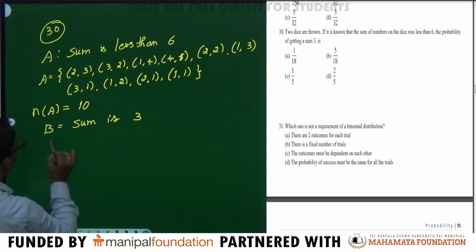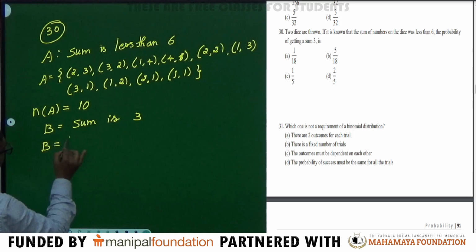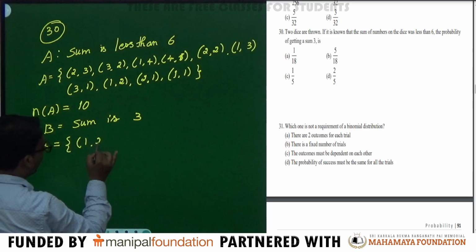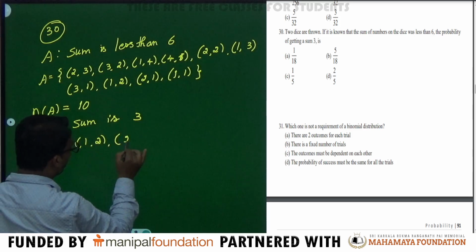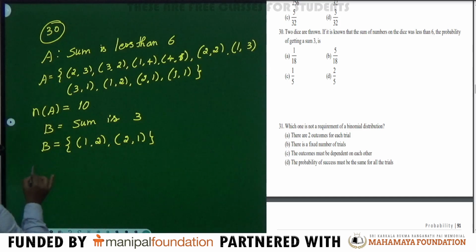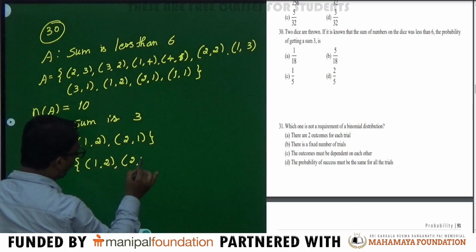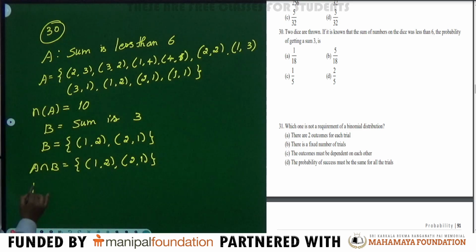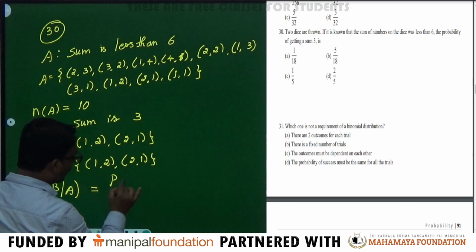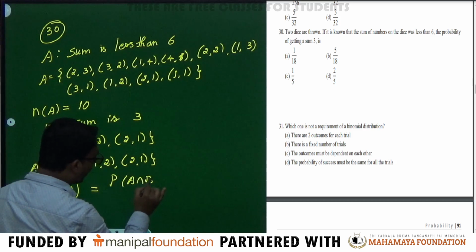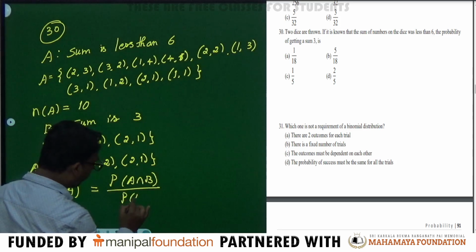Sum is 3. The outcomes under the event B are (1,2) and (2,1). That is, A intersection B is equal to {(1,2), (2,1)}. Therefore, we are finding the probability of getting the sum 3 given that the sum is less than 6. It is equal to probability of A intersection B upon probability of A.